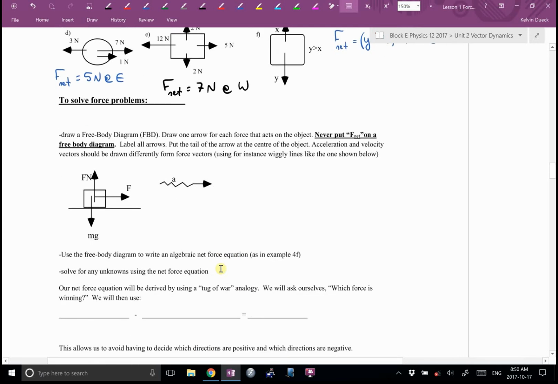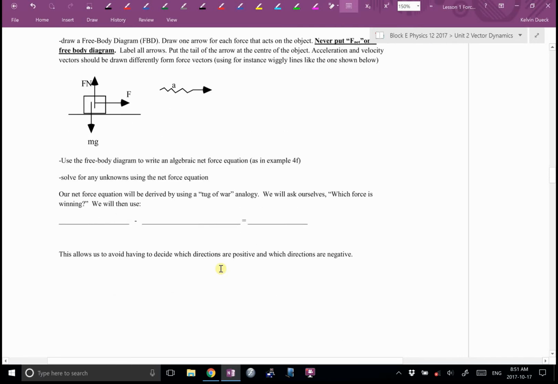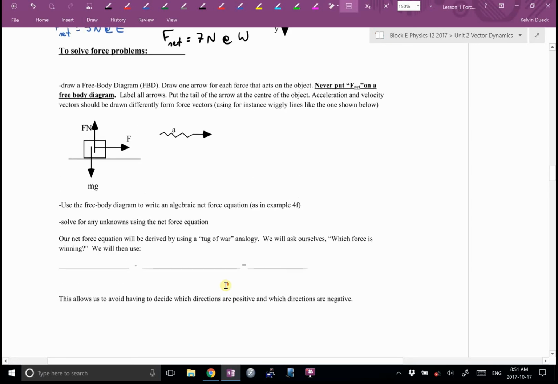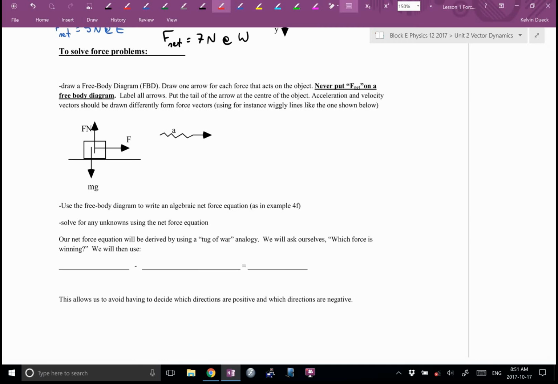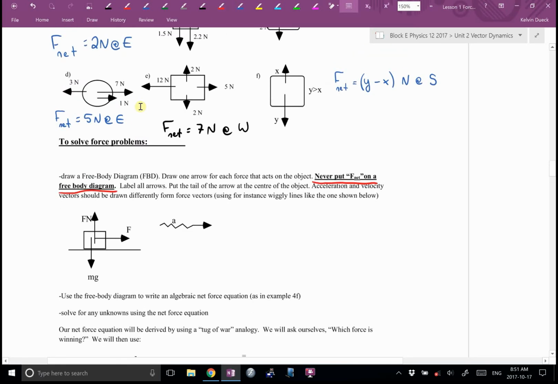To solve force problems, we're going to draw a free body diagram, an FBD. We're going to draw one arrow for each force that acts on the object. And then this is really important. We're never going to put F net on a free body diagram. F net does not appear on our free body diagram, Brisa. F net, it's the combination, it's the vector sum of all the forces acting on it. But you'll notice, for example, in E, the 7 newtons does not appear on the diagram itself.